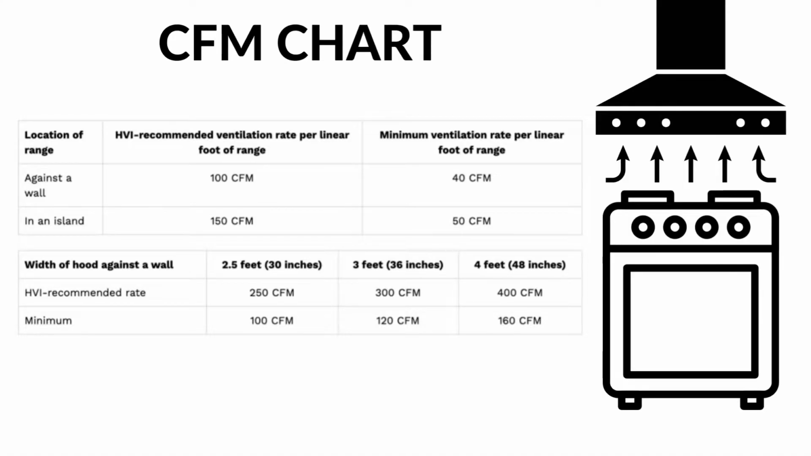The CFM chart: if your range is against the wall, you should have 100 CFMs per linear foot of your range. So if your range is 2.5 feet wide, you would need a CFM of 250. And then if you have it in an island, it's 150 CFM per linear foot that is recommended.